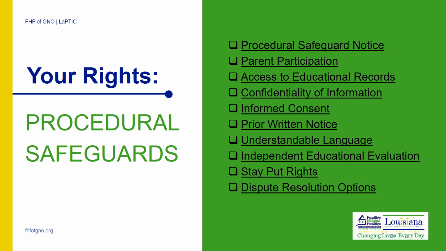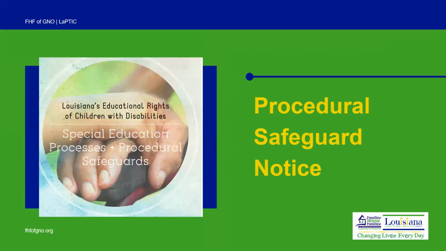Now let's jump in. We're going to talk a little bit about each one of these rights. Your right to a procedural safeguard notice. As I said, your school has to provide you with a written explanation of your rights under both IDEA and Louisiana laws. You should receive the procedural safeguards notice every time you have an IEP meeting or an evaluation.